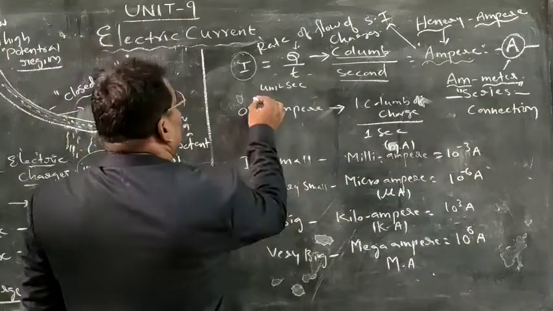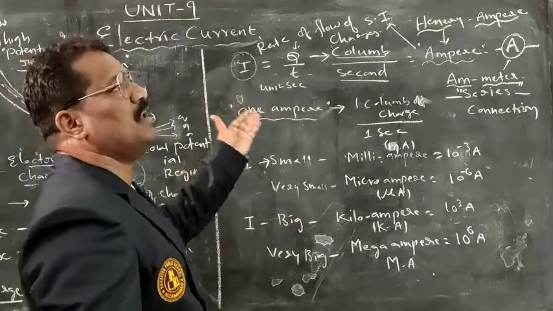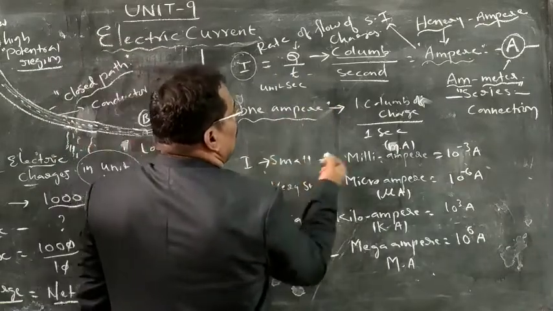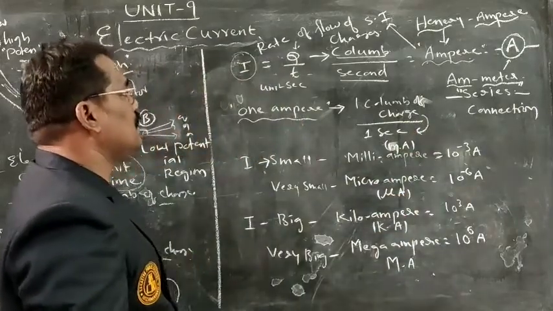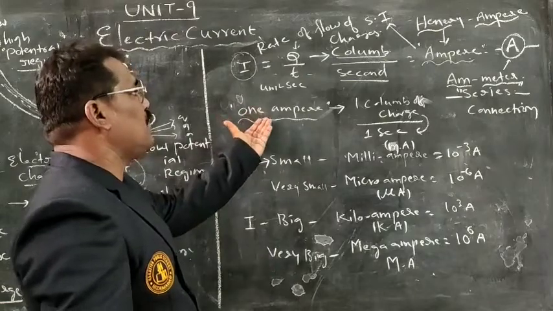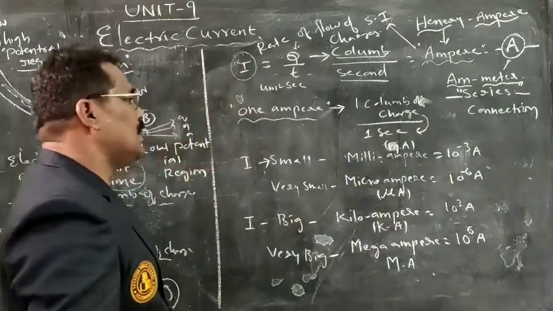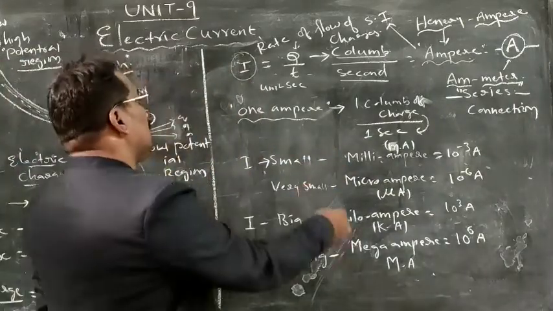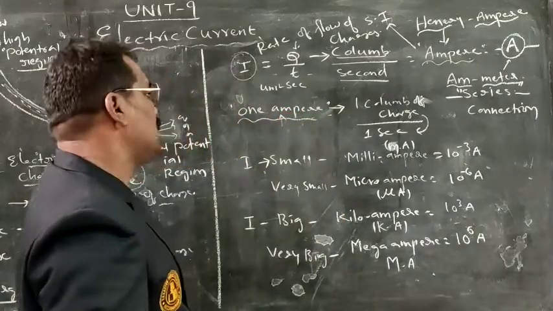Now, how do we produce 1 ampere of current? To give the definition of 1 ampere of current, 1 coulomb of charge flows per 1 second. Then 1 ampere of current is produced. 1 coulomb of charge has about 6 into 10 to the power of 18 electrons. That gives the definition of 1 ampere of current.